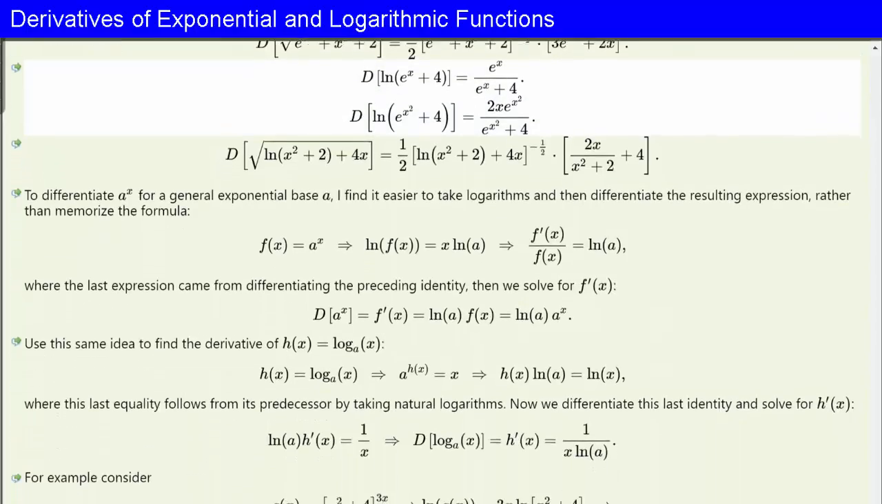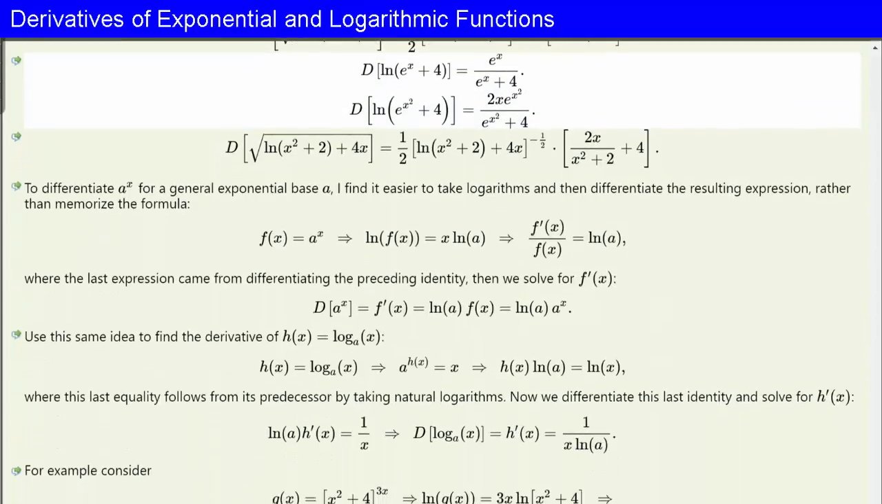Another example, the derivative of the logarithm of the quantity e to the x plus 4. You can write it down immediately. You differentiate the log by taking the reciprocal of what's inside, and then by the chain rule you multiply by the derivative of what's inside. So you get 1 over e to the x plus 4 times e to the x plus 0. And you don't bother writing down plus 0, of course.